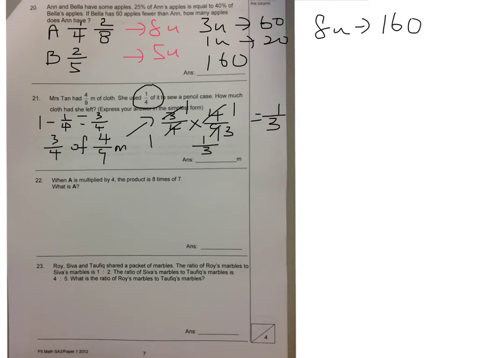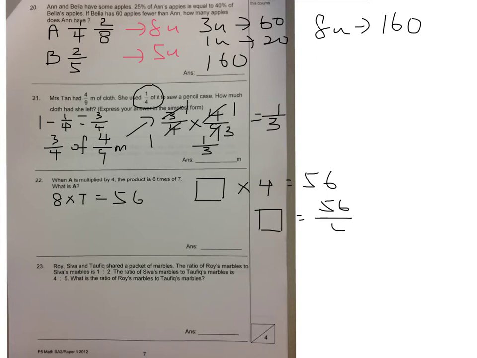Question 22. When A is multiplied by 4, the product is 8 times 7. What is A? First of all, we find what's 8 times 7. 8 times 5 is 40, 48, 56. So we have to find out what's A, which is in the box, times 4, which will give you 56. To find out this box, we take 56 divided by 4. That will give me 14. So question 22, my answer is 14.